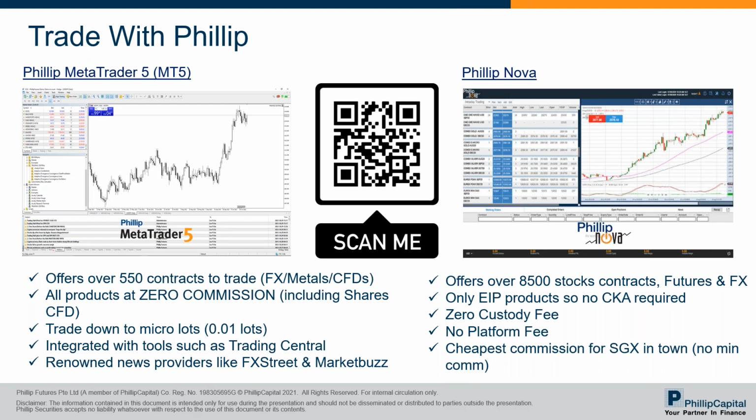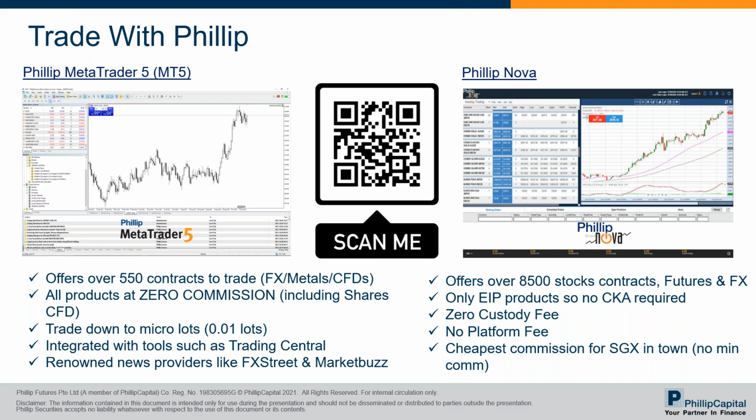What's the difference between them is that Phillip MetaTrader 5 primarily is a platform with Forex, metals, and CFDs. So in this session of CFD Discovery, where we cover the mechanics of CFDs and what we do offer, you can find them over at Phillip MetaTrader 5. Right, so the QR code is in the center for you to scan for an account opening. With this single QR code, you can either open an MT5 or a Phillip Nova account. They are both under the same link.